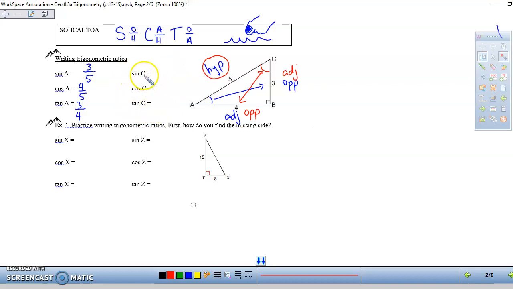Okay, welcome back. So sine of C, opposite over hypotenuse. Cosine of C, adjacent over hypotenuse. Tangent of C, opposite over adjacent.